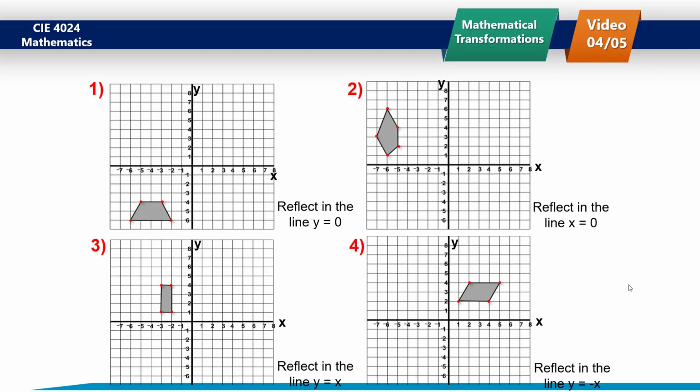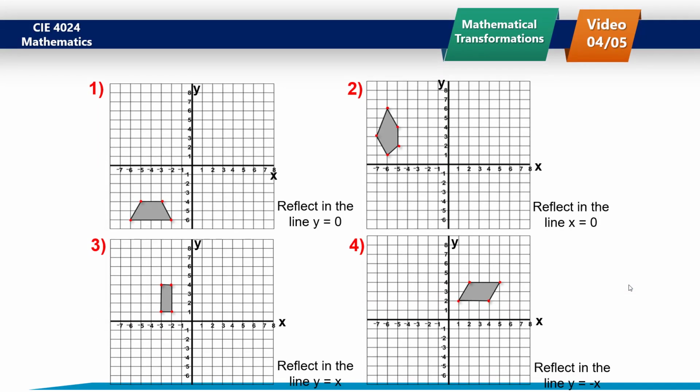Now let's have some other examples. Question number 1: reflect in the line y equals 0. In the previous questions the mirror line was given, but here you have to draw the mirror line as well. For the line y equals 0, you must have basic knowledge about plotting straight lines. So y equals 0 is basically the equation of the x-axis. Here we have to reflect that shape in that line.